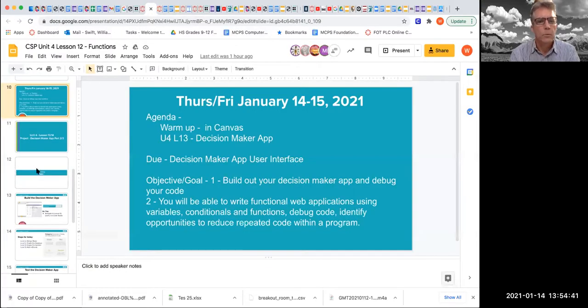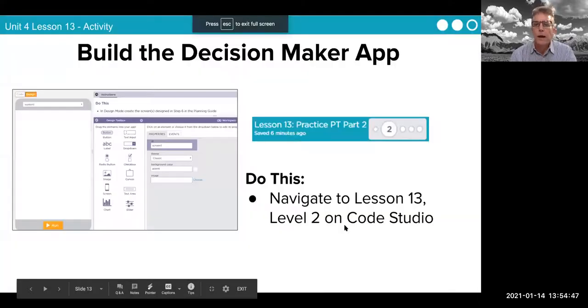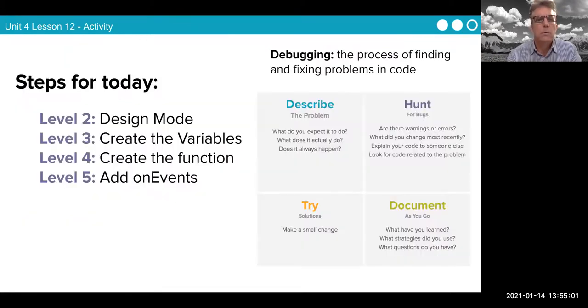All right, what we are doing is we are going to build the decision maker app. So everything is in lesson 13, level 2, 3, 4, 5. It says you need to progress through this, but I'm not sure you really do. Just take a look. While I'm making the breakout rooms, just start working on your app.